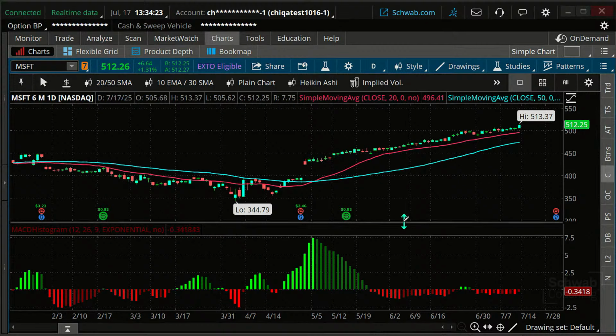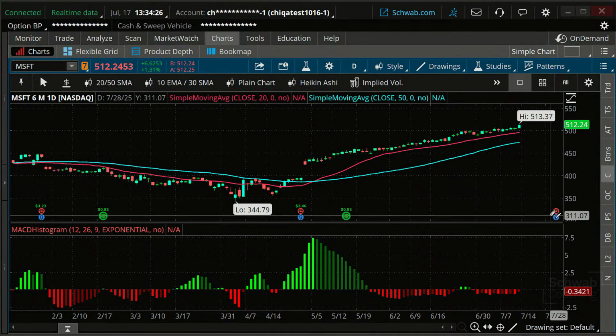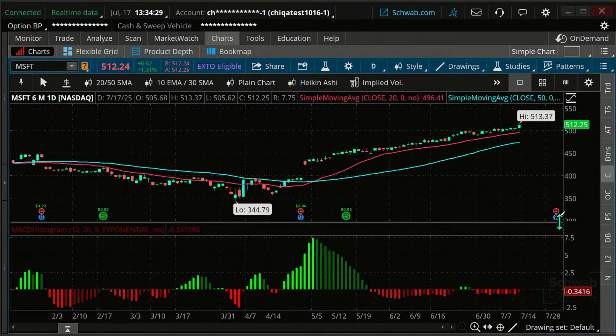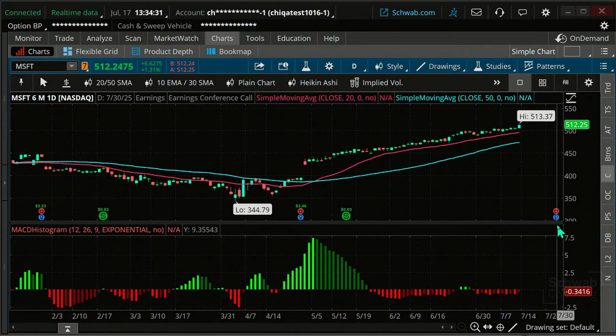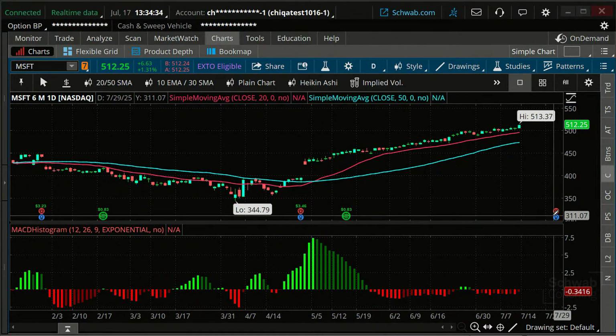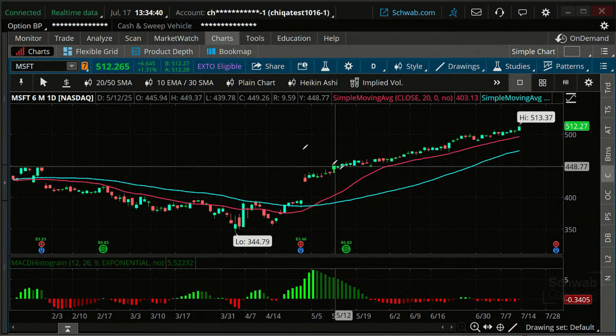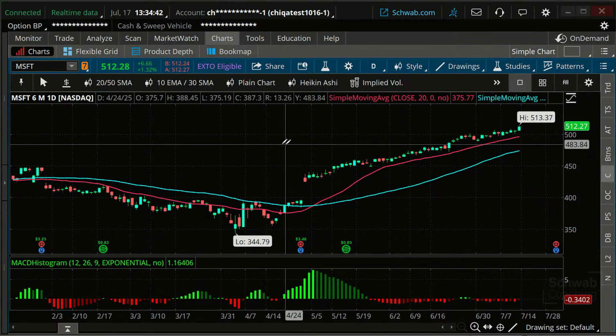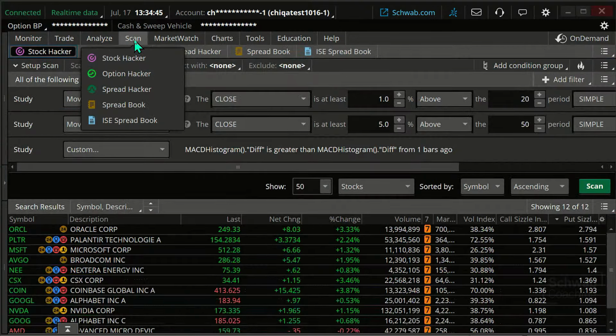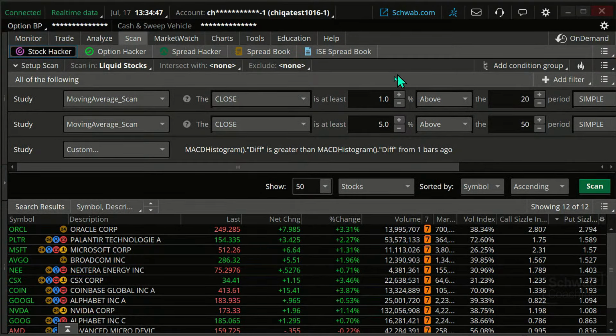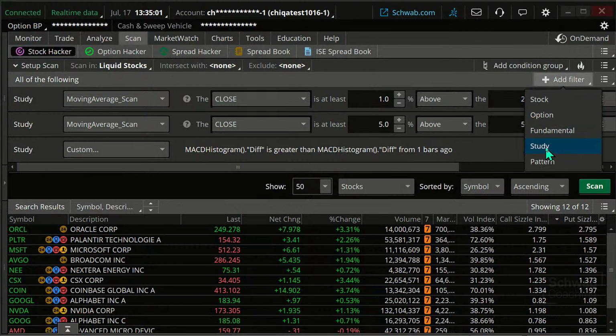Now, let's say we saw this and we're going, oh, earnings season is coming up. I want to prohibit any stock that's about to have earnings. Should we do that? Yeah, we can do that. You can edit the scan from here if you like, folks. So let me go back to scan. I'm going to go to study again, and I'm going to add a filter. We're going to add a study filter.